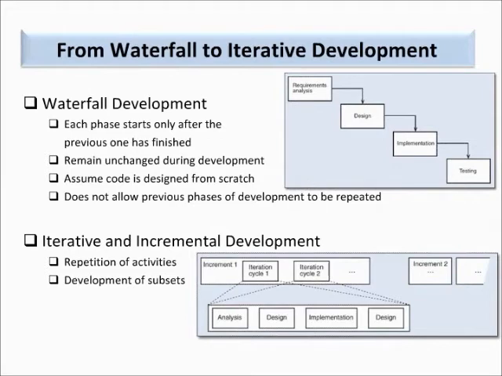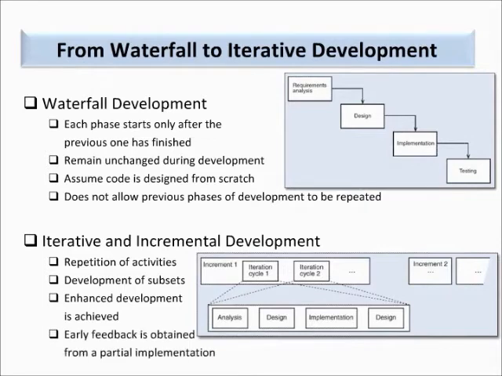An iterative and incremental process consists of several cycles of analysis, design, implementation, and testing. Each cycle is short and provides feedback for the next cycle, in which a more refined and enhanced development is achieved. As each cycle deals with a small set of requirements, the complexity of each increment is managed. The complexity of the whole system needs to be managed by progressive integration of increments. Early feedback is obtained from a partial implementation.